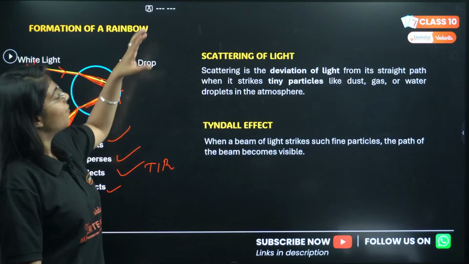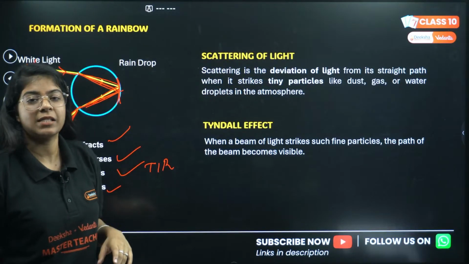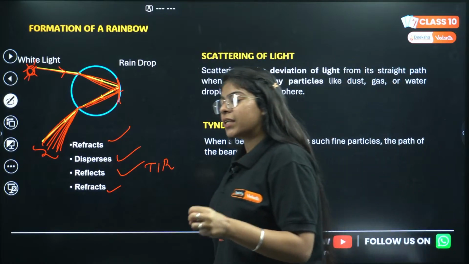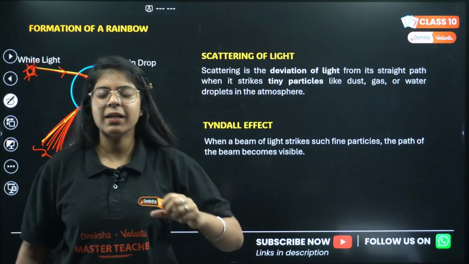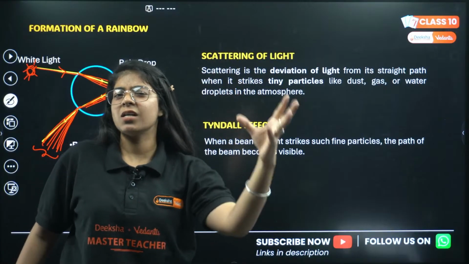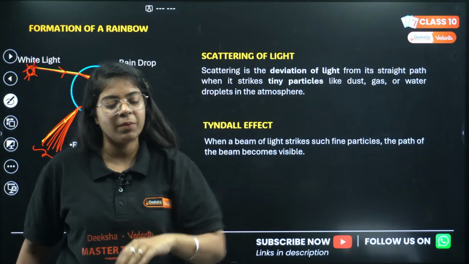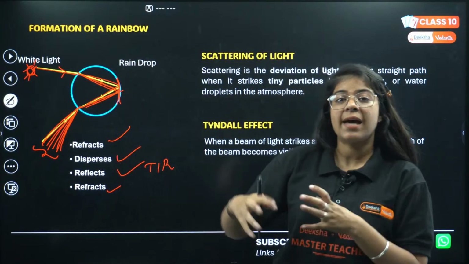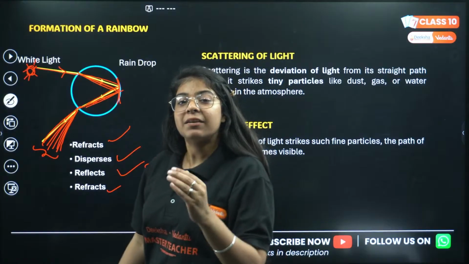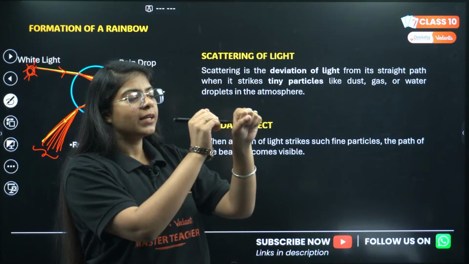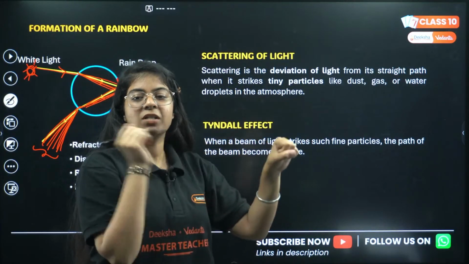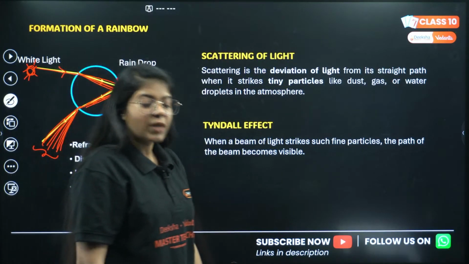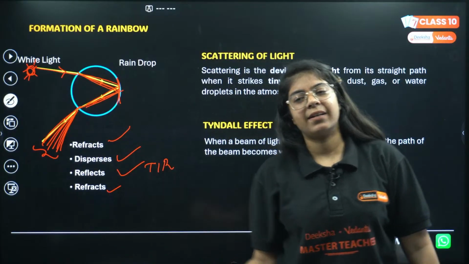So, deviation of light from its straight path. Now we know light travels in a straight path. But my environment has so many particles, like dust, gas or water droplets. When light hits those particles, it deviates from its original path. There comes the dust, it goes like this. Instead of going straight, it changes its path.